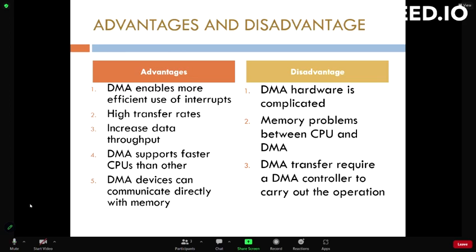Disadvantages. First, DMA hardware is complicated. Second, memory problems between CPU and DMA. Third, DMA transfer requires a DMA controller to carry out the operation.